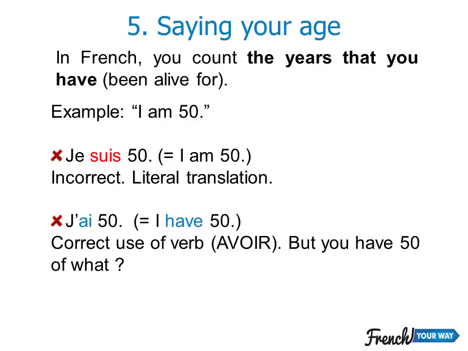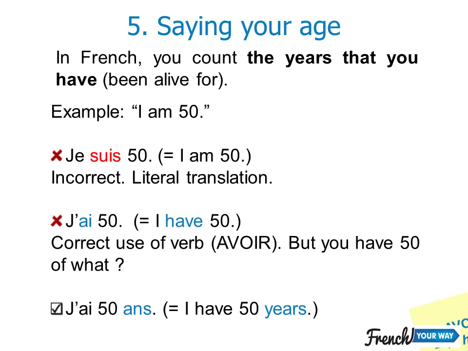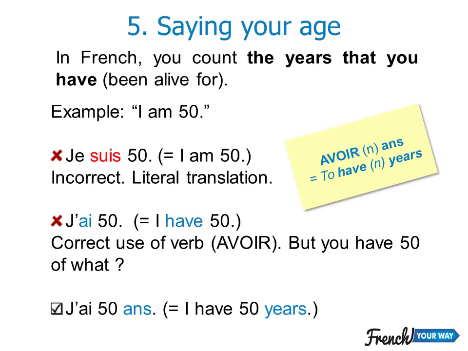50 what? 50 pairs of shoes? 50 cats? You have 50 years, right? So that's what you need to say. J'ai 50 ans. This sentence is correct. So you remember, in French, you have a certain number of years.